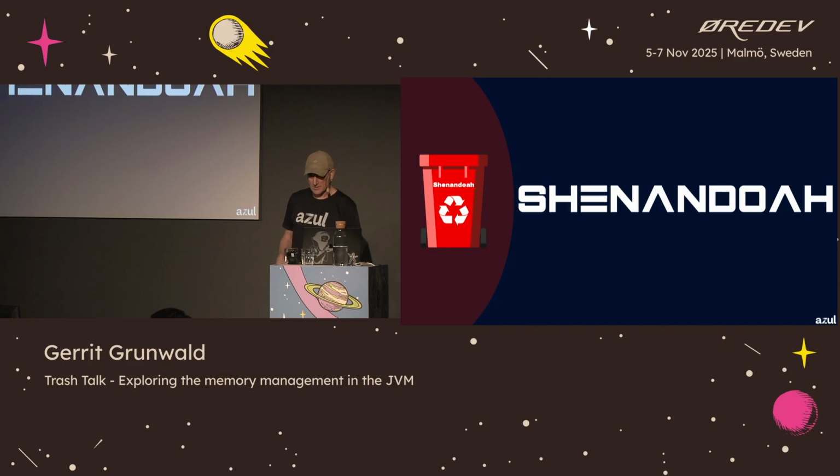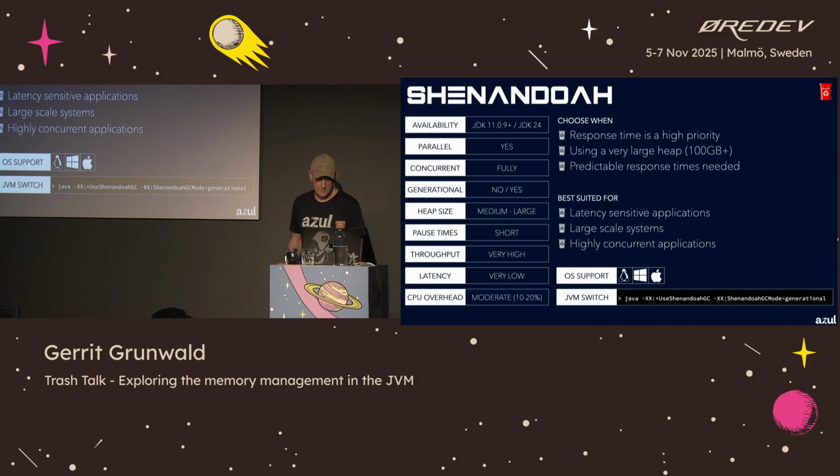Shenandoah, who knows that one? That was invented by Red Hat. Roman Kennke was one of the programmers behind it. It came in JDK 11, and that was the non-generational version. Since JDK 24, we have the generational one, and since JDK 25, it's fully generational and not a beta version anymore. This is made for very large heaps.